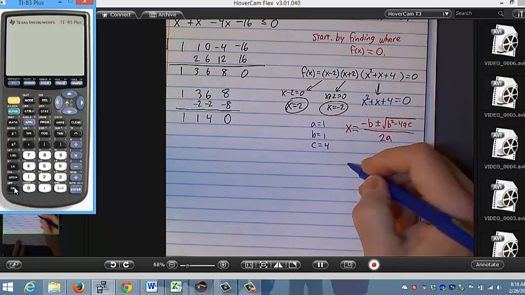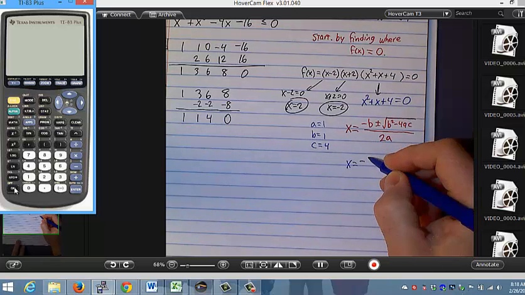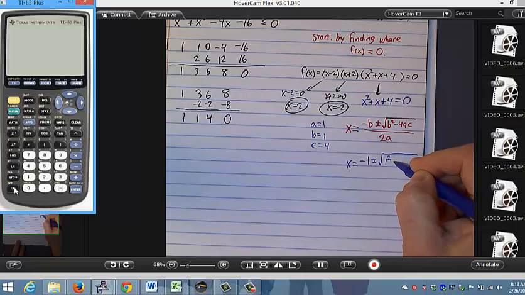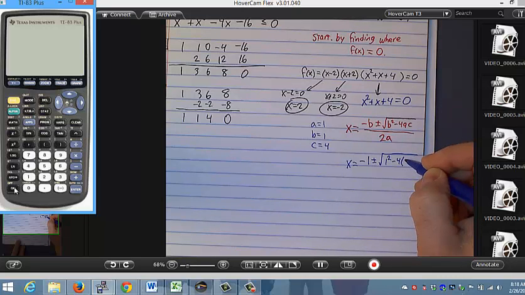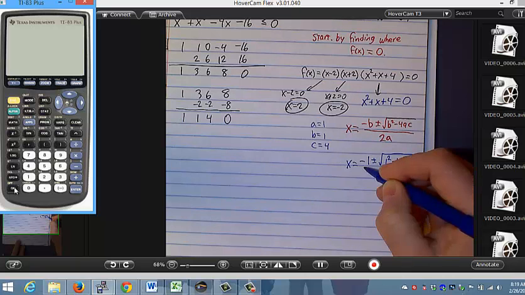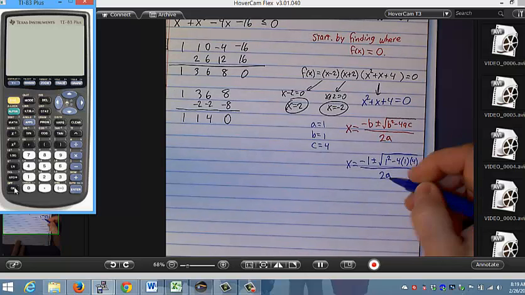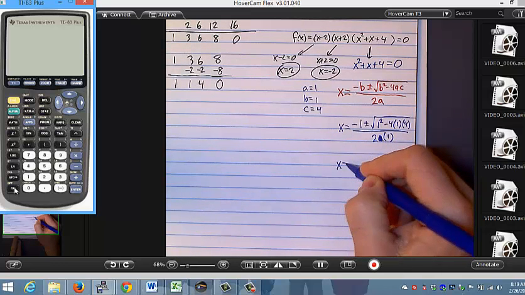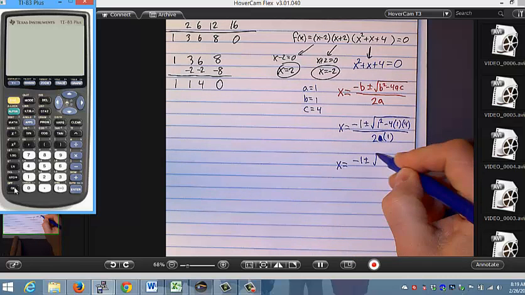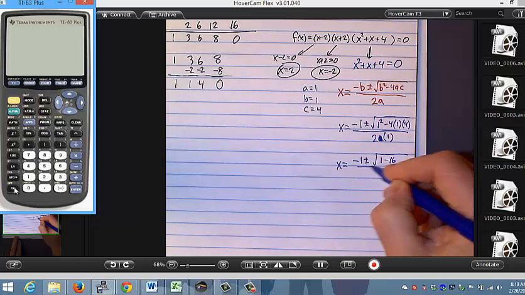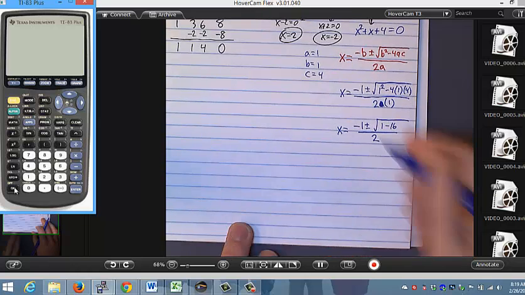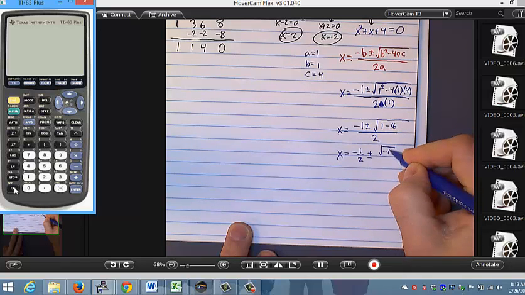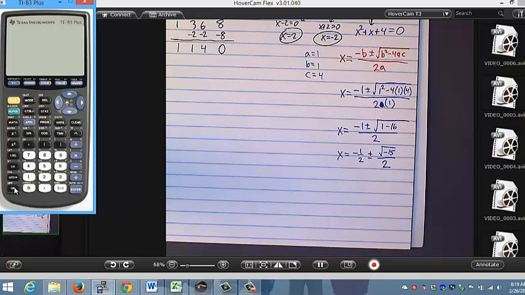I get x equals negative 1 plus or minus the square root of 1 squared minus 4 times 1 times 4 all over 2a. 2a, what's a? A is 1. Okay. So we get x is negative 1 plus or minus the square root of 1 minus 16 all over 2. So you can write this as x equals negative 1 half plus or minus the square root of negative 15 over 2. What's going on here?